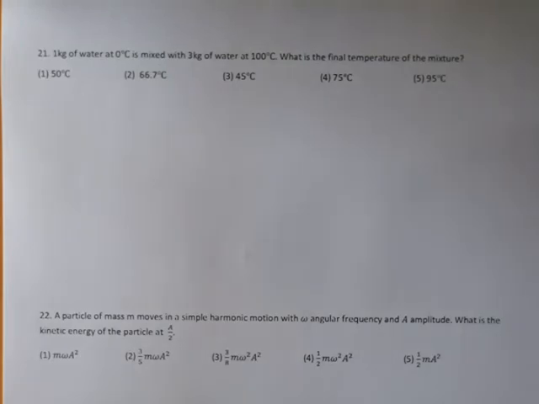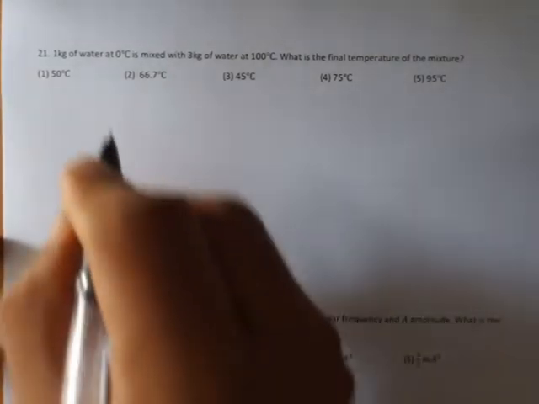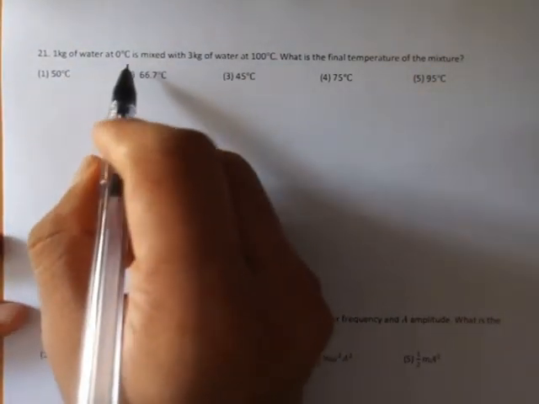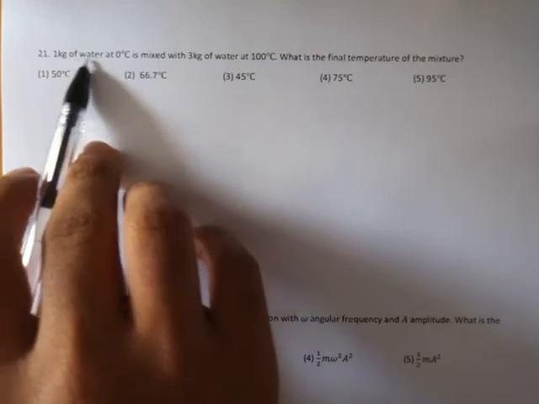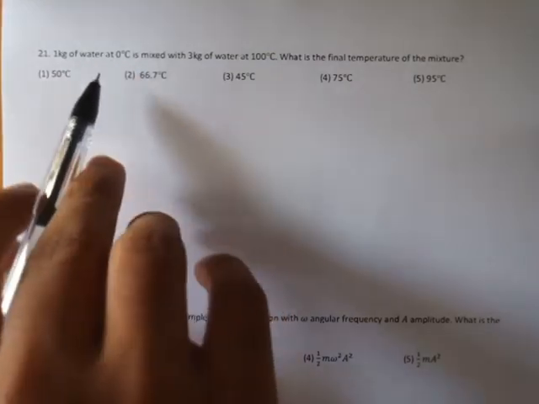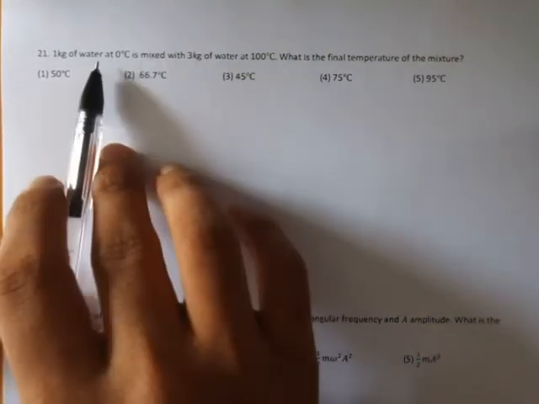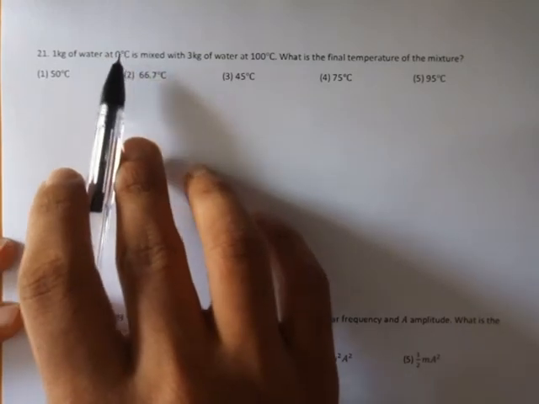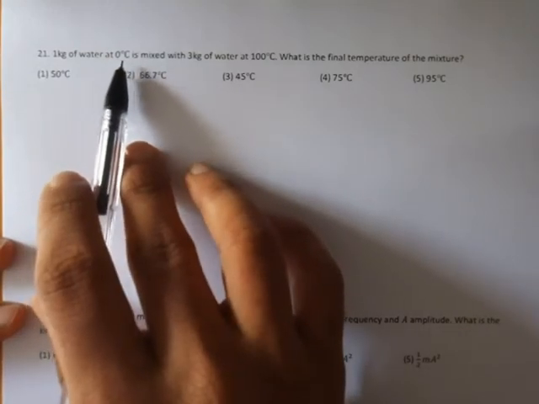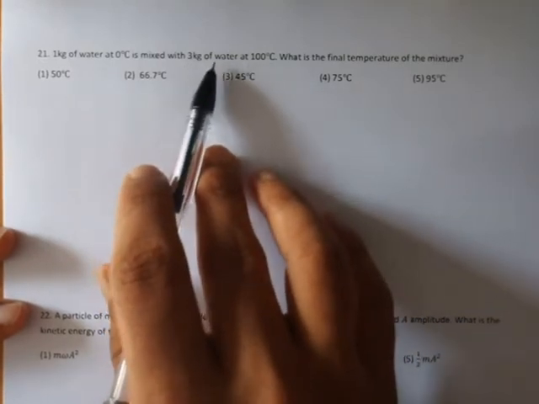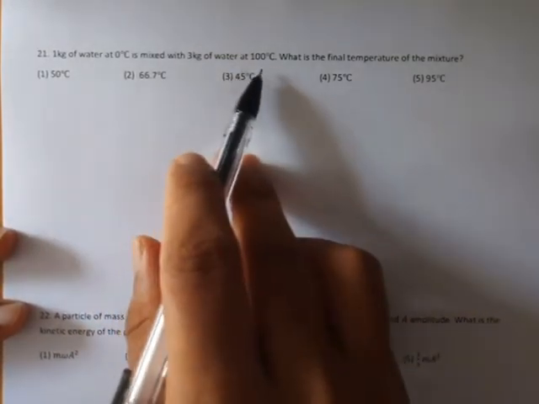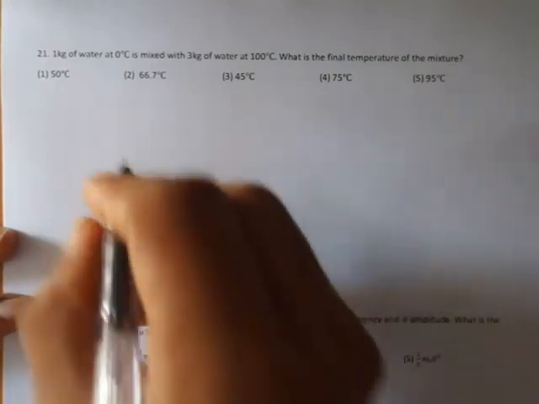Anyway, I will do this. So we have 1 kilogram of water at 0 Celsius. If we mix these two waters, what happens? The cold water absorbs heat from the hot water, right? So the heat absorbed by the cold water, which is the water at 0 Celsius, is equal to the heat lost by the hot water.